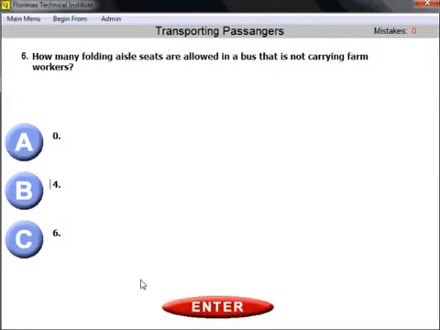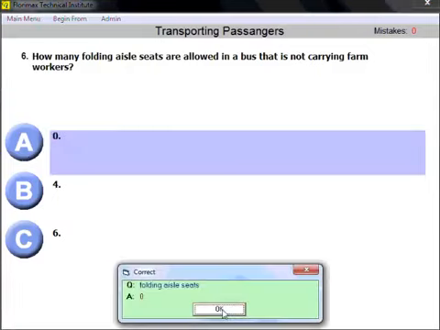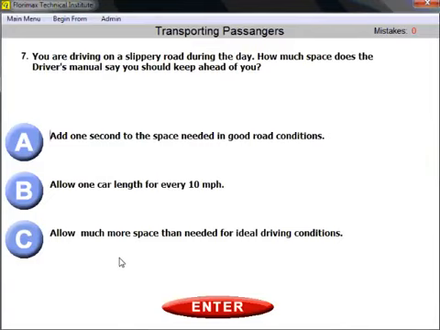Question number 6. How many folding aisle seats are allowed in a bus that is not carrying farm workers? 0. No folding aisle seats are allowed in a bus that is not carrying farm workers. So that's again a safety requirement. Okay, 0, none.